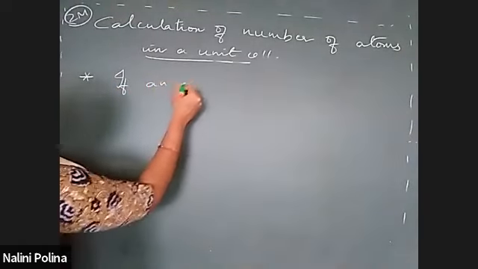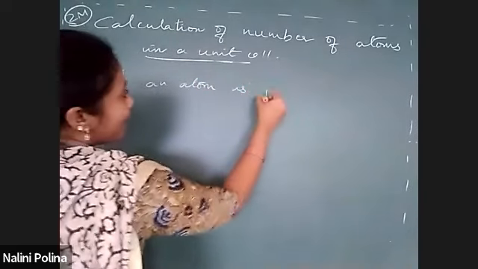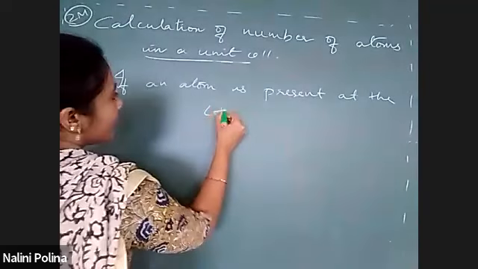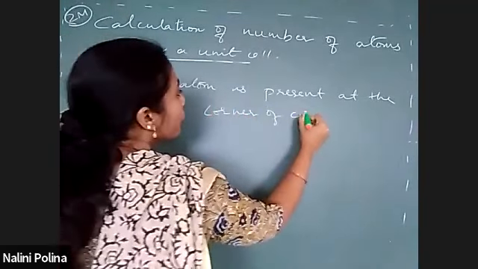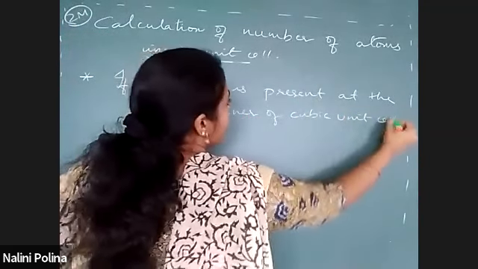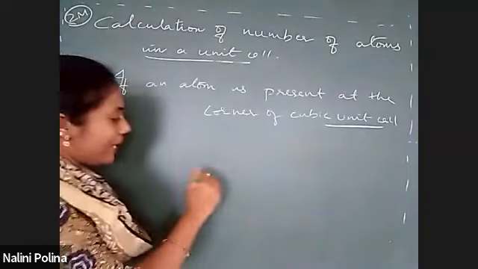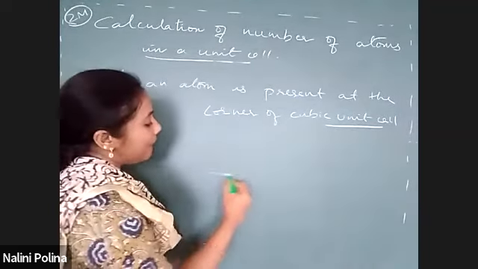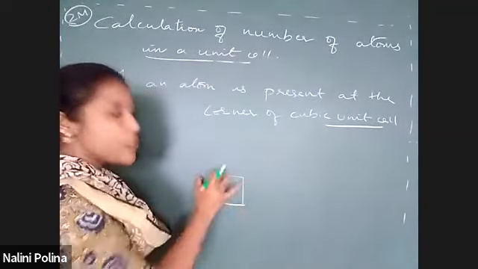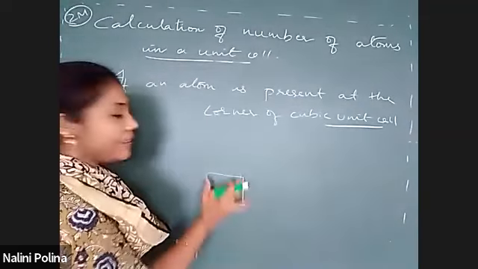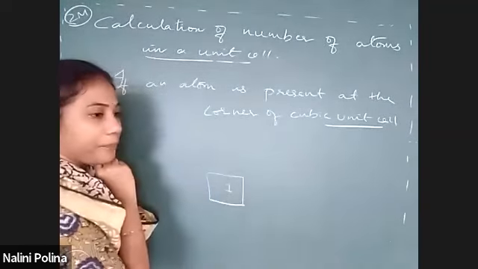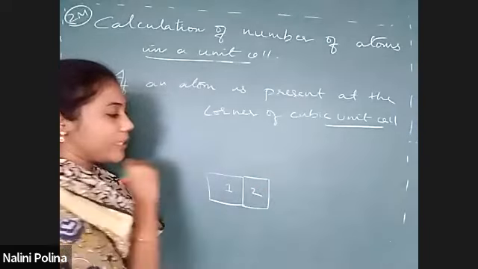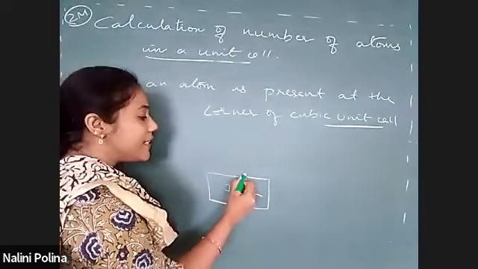If an atom is present at the corner of a cubic unit cell, imagine in a crystal lattice you have so many unit cells. For example, this is one unit cell, I have drawn a 2-dimensional structure, right? This is unit cell number 1. This unit cell is connected to another unit cell. Imagine this is your second unit cell, and I will concentrate on this corner.